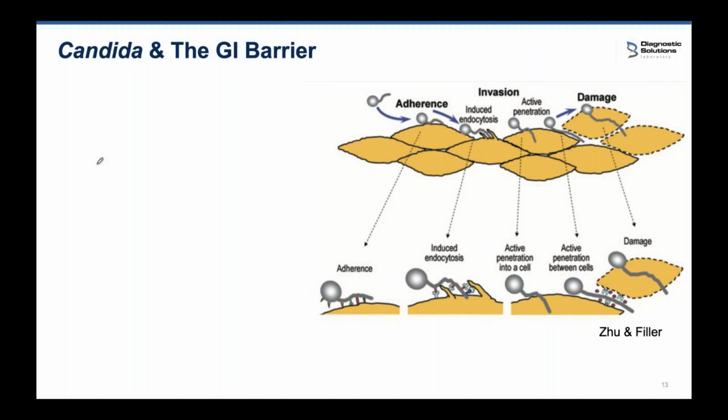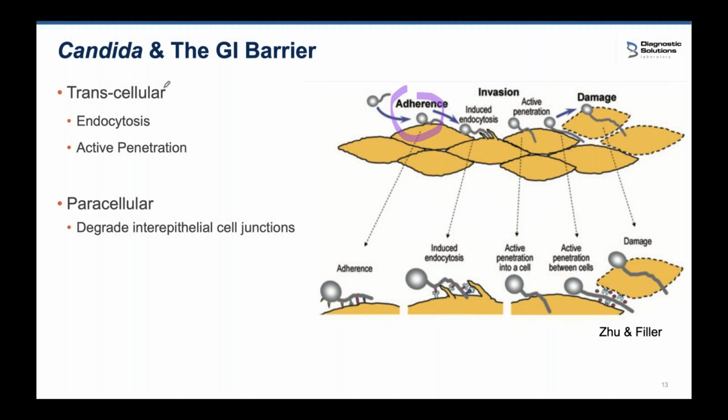Here's a beautiful picture from a research paper that was very well done, so that you've got your adherents here, and then your different methods of invasion. So you've got your transcellular and your paracellular. Transcellular means going right into the cell, and you're going to have the induced endocytosis, where the cell just kind of gobbles up the Candida. And then there's active penetration, and this is where the hyphae come into play, and they just stab right into that epithelial cell. Now here's your paracellular, going between the cells.